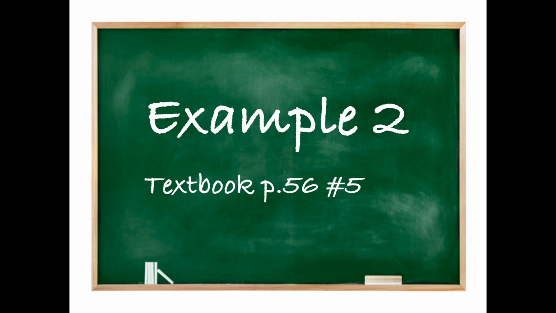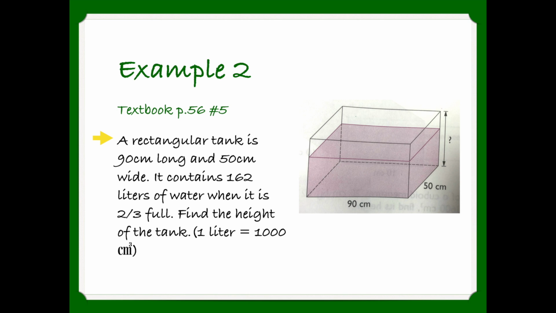Example 2, textbook page 56, number 5. A rectangular tank is 90 centimeters long and 50 centimeters wide. It contains 162 liters of water when it is 2/3 full. Find the height of the tank. 1 liter equals 1,000 centimeters cubed.